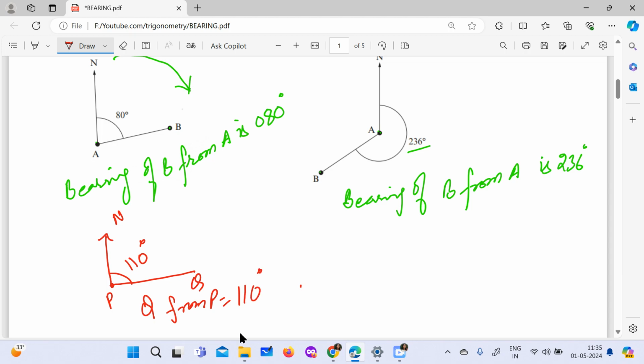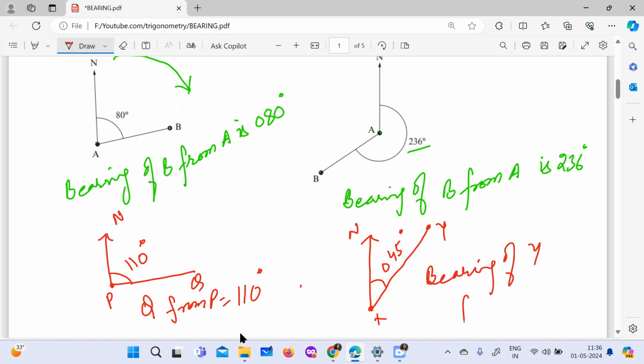Now if you have it like this, no, not exactly like this, I'll show you. So this is your north, and suppose this is point X and this is point Y, and this is the north, and here I can say this is 045 degrees. So I will say bearing of Y from X is 045 degrees. I hope this is clear to everyone.